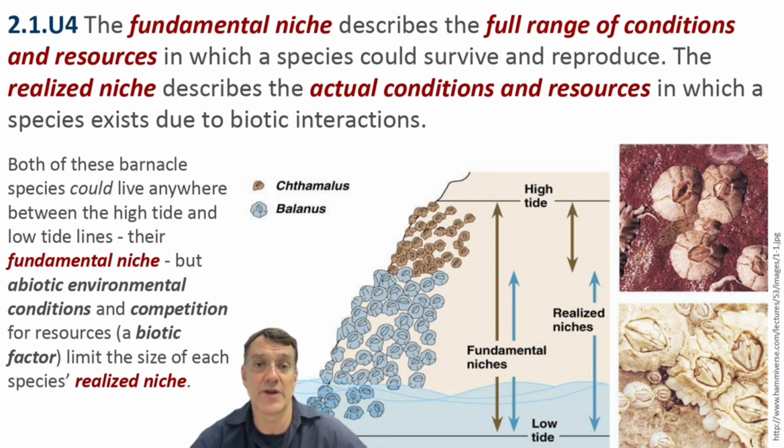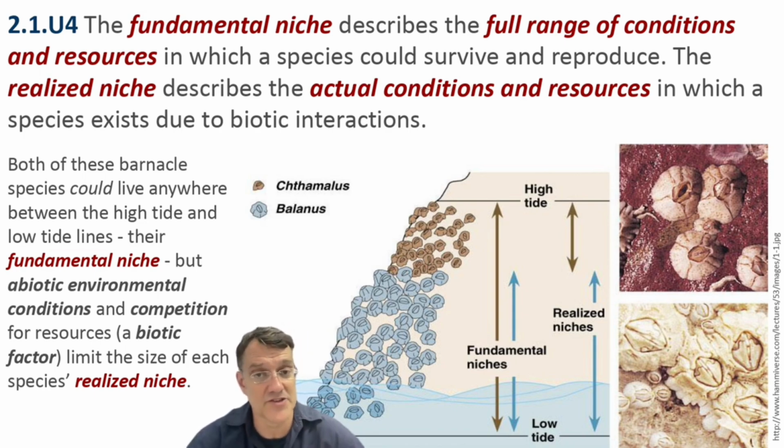The diagram illustrates 2 different species that live on a rocky shore. Both species could theoretically live anywhere between high tide and low tide. That's their fundamental niche. However, abiotic conditions and competition with one another limit where each species actually lives.